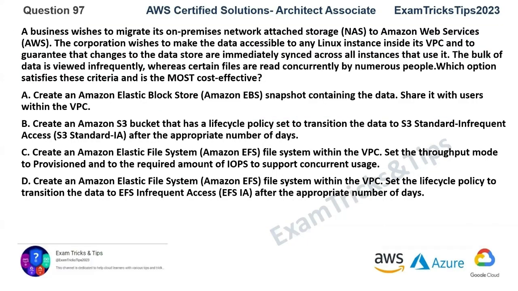Question number 97. A business wishes to migrate its on-prem network attached storage to Amazon Web Services, AWS. The corporation wishes to make the data accessible to any Linux instance inside its VPC and to guarantee that changes to the data store are immediately synced across all instances that use it. The bulk of data is viewed infrequently, whereas certain files are read concurrently by numerous people. Which option satisfies these criteria and is the most cost effective?